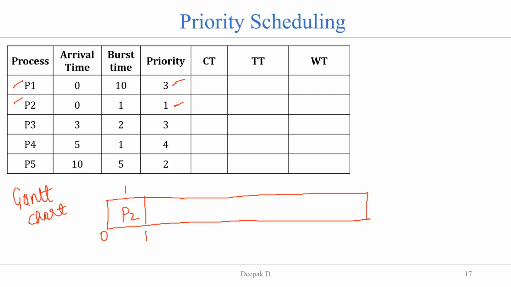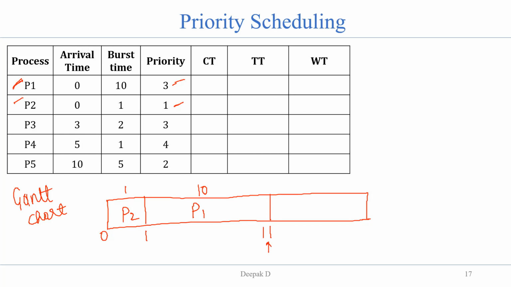So the next arrival process is at 3rd millisecond, means the CPU will be given to the process which is in the ready queue. So which process is in the ready queue? P1 is in the ready queue. So the CPU is given to P1 and it is executed completely. So 11. What is the burst time here? It is 10. Meanwhile P1 completes its execution, so it is completed at 11 milliseconds.